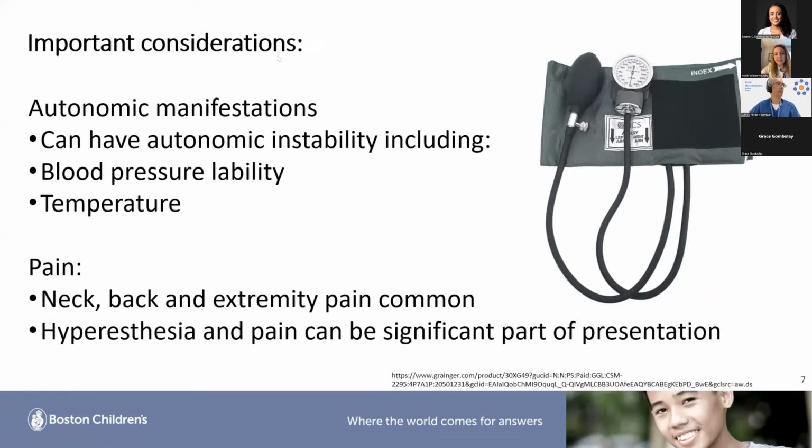Autonomic manifestations are fairly common. They can have autonomic instability with blood pressure lability and temperature instability, so it's important to keep an eye on their vital signs. And they can have pain very often in their neck and their back and their extremities, as Dr. Otten had also described. But the hyperesthesia and pain can be a significant complaint for many of these patients.